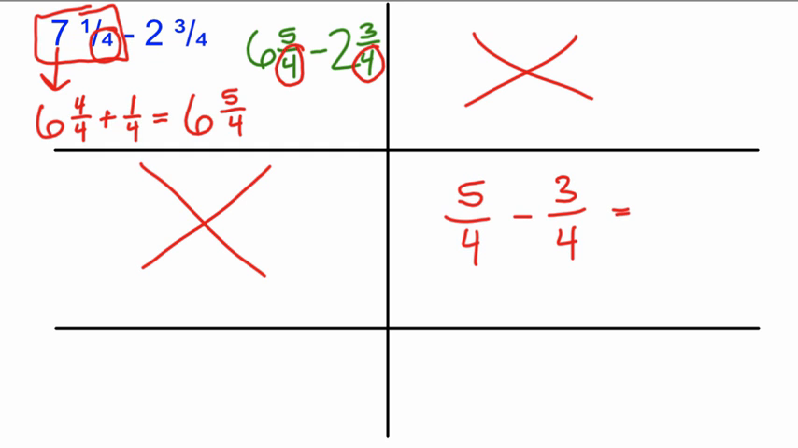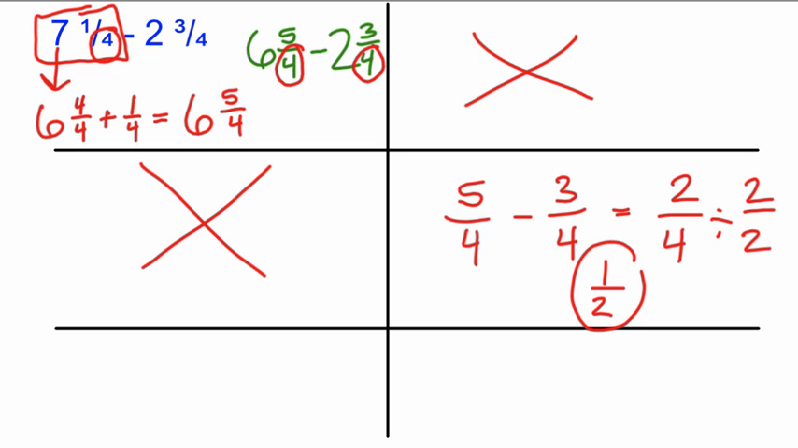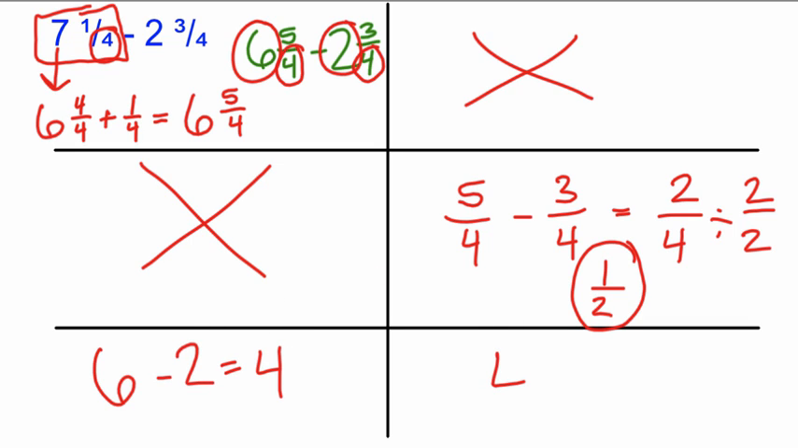Notice now that first fraction is bigger, so we can subtract, and we get 2/4. Now we're going to have to reduce and simplify. We can divide by 2 over 2 to make this final fraction 1/2. In this box down here, we're subtracting our whole numbers. 6 minus 2 is 4. And in our final box, we're piecing our whole number and our fraction back together. So 4 1/2 is our final answer.